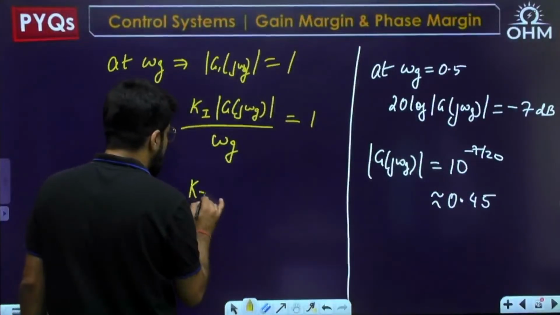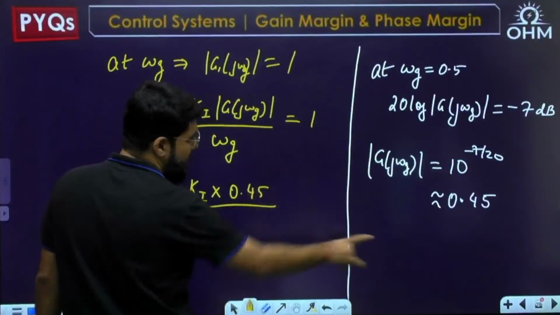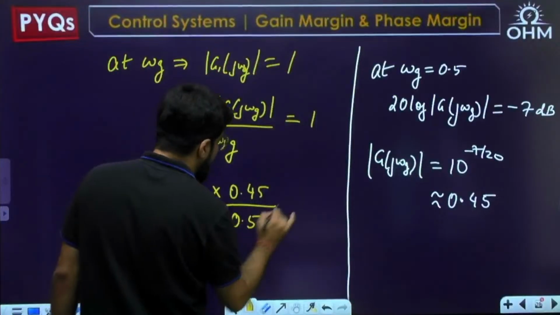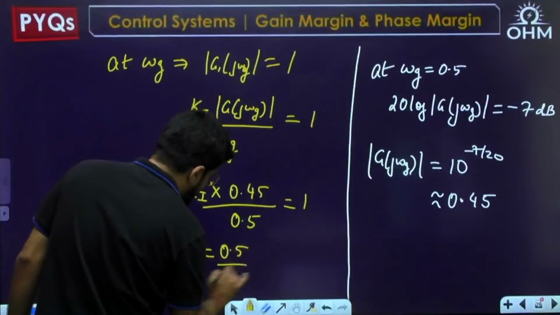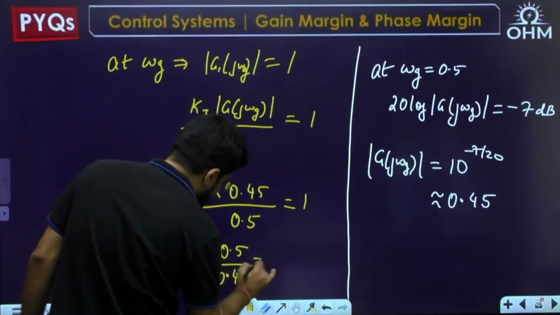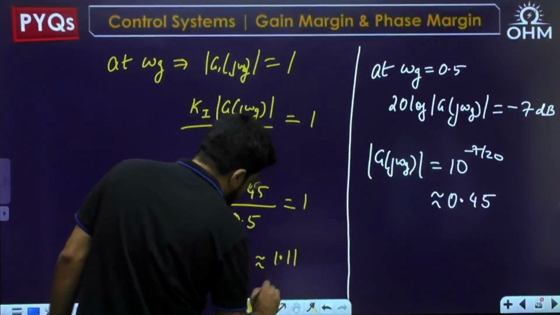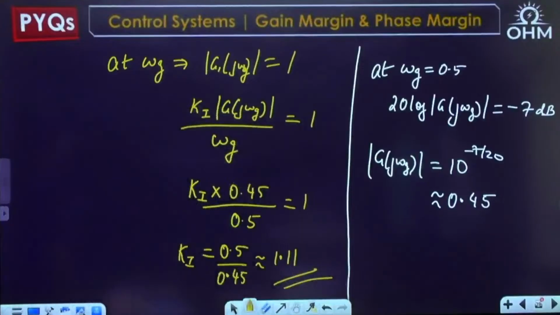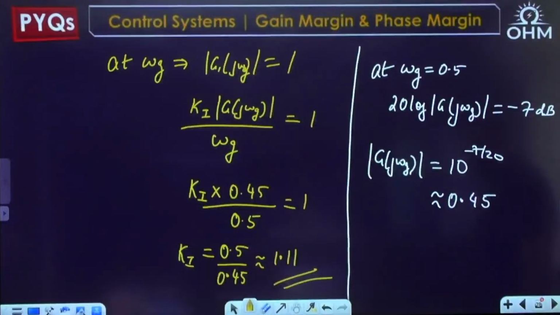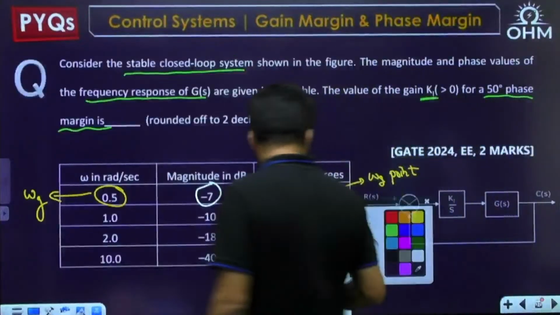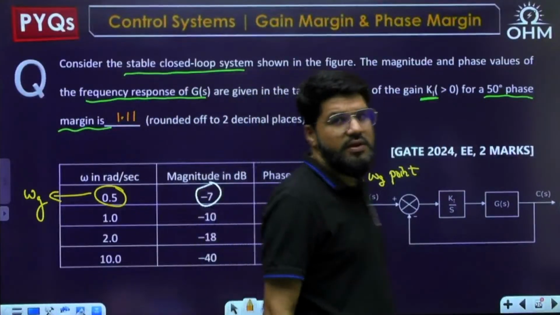So Ki is multiplied by mod G(jω_G), 0.45, divided by omega G, which was 0.5, should be 1. So what is the value of Ki? It is 0.5 upon 0.45, which if I cancel should be approximately 1.11. Approximately 1.11 is the answer. It's a NAT question, so it is not an option, rounded off to 2 decimal places. Approximately 1.11 is my answer.